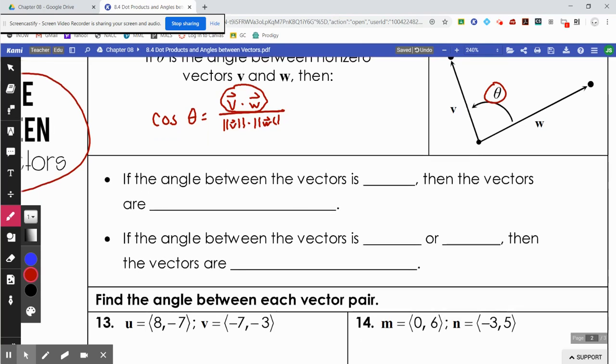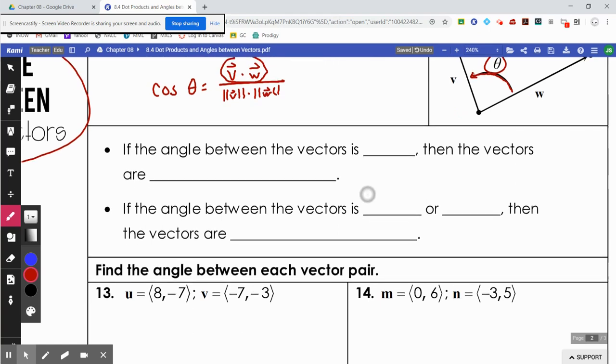Now, I do want to remind you that there actually are two angles between these vectors. You have this angle here, the smaller, and then you're going to have an angle here. So you're going to have two different possibilities for angles between these two vectors.